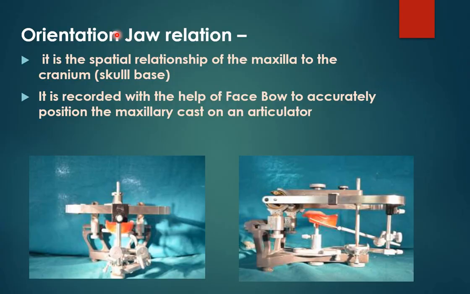Next is the orientation jaw relation. It is a spatial relationship of the maxilla to the cranium, that is the skull base, and it is recorded with the help of a face bow to accurately position the maxillary cast onto the articulator. Like this, if you see, you position the maxillary cast onto the articulator.